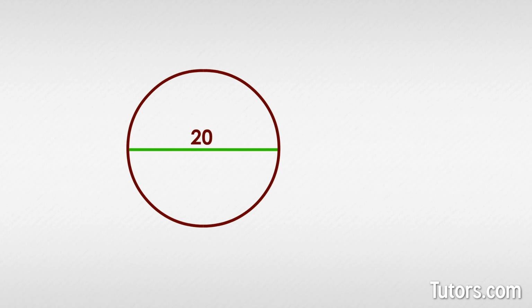Let's try a practice problem and find the circumference of a circle that has a diameter of 20. Let's start with our formula, then plug in 20 for our diameter. You did it! We can leave our answer in terms of pi, so the circumference of the circle is 20 pi units.